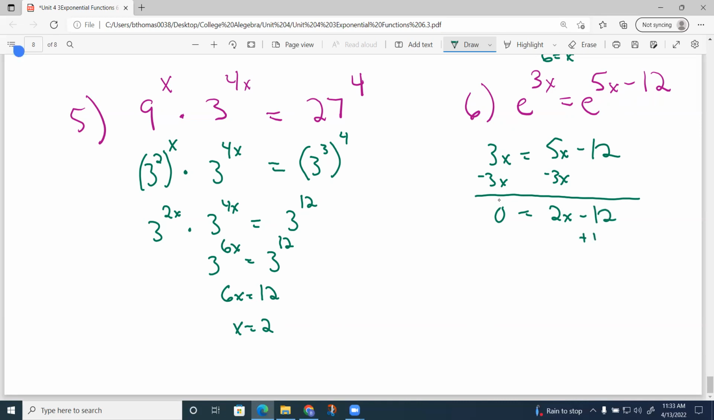Again, I can add 12 to both sides. Got some space here so I can show some work. So 12 equals then this 2x. Then if I divide both sides by 2, we end up with x equals, or 6 equals x, or x equals 6. So we were able to solve that for an answer. So that completes our lesson on working with exponential functions.